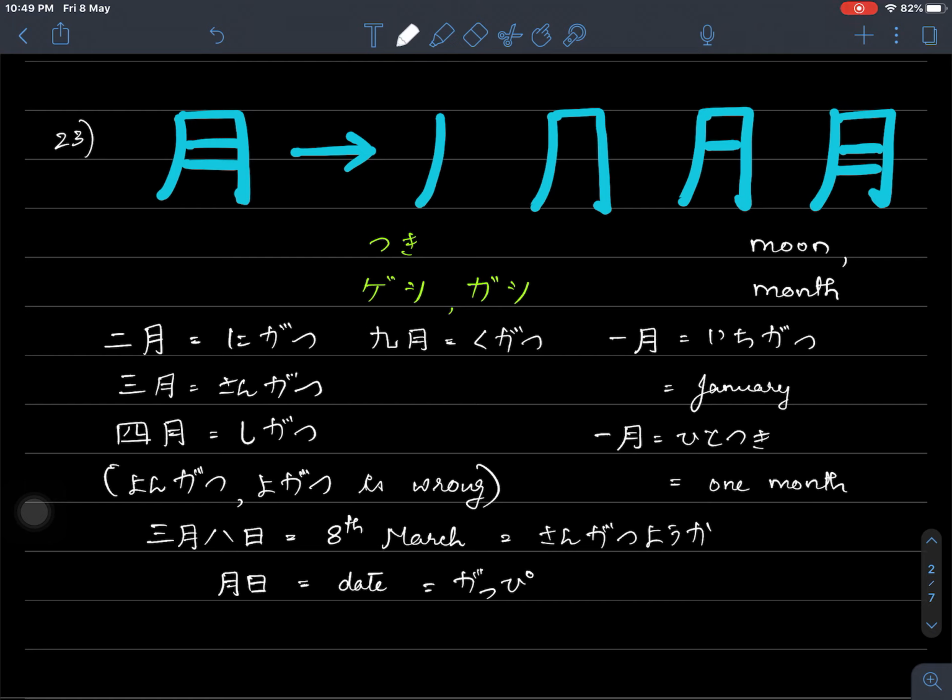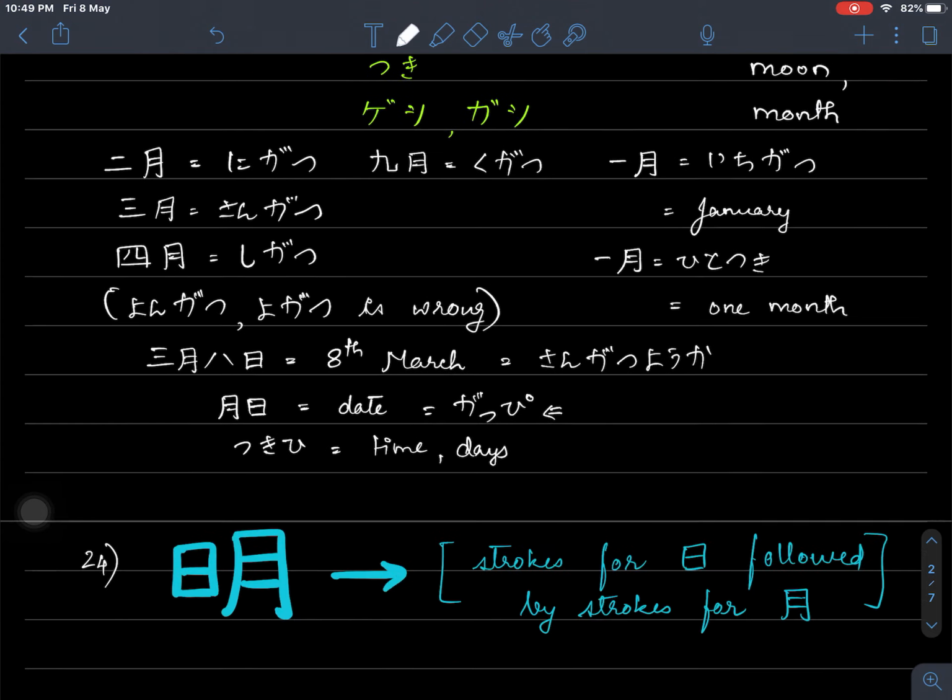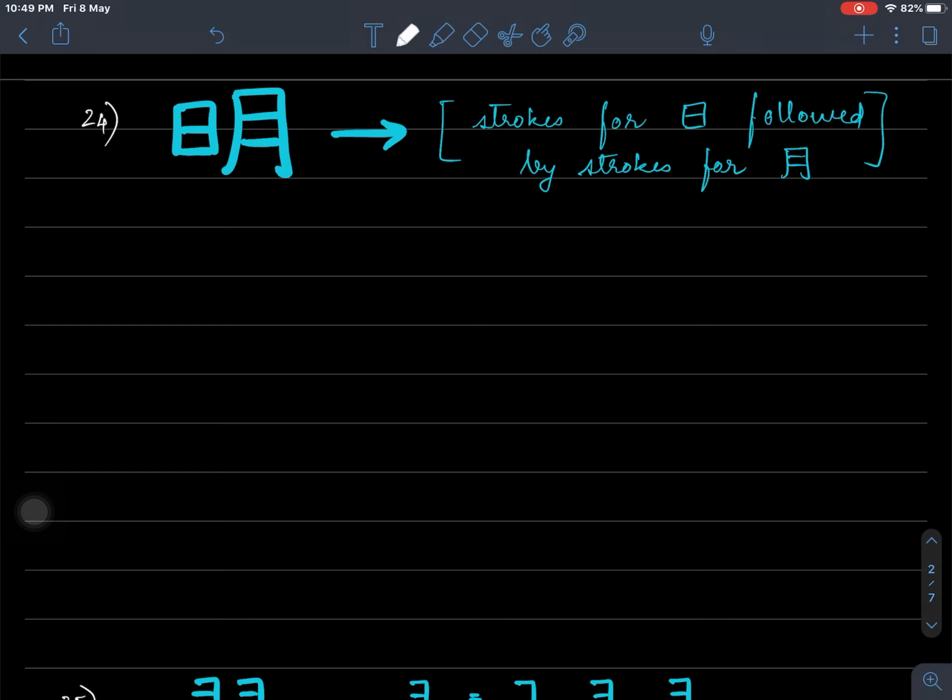There is another way of reading this. The other way of reading this is tsukihi, which means time or days. The Gappi one is something I have come across more commonly than not. Okay, let's move on to the next one.